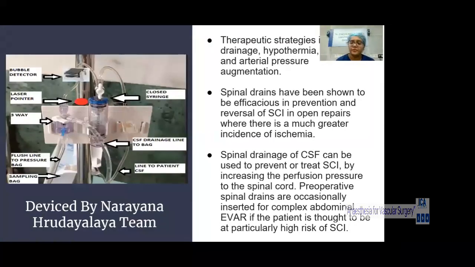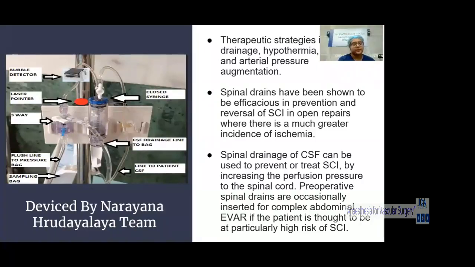Therapeutic strategies for the management of spinal cord ischemia include CSF drainage, hypothermia, and maintenance of arterial blood pressure. Spinal drains have been shown to be efficacious in prevention and reversal of spinal cord ischemia. Spinal drainage of the CSF can be planned preoperatively in patients who are suspected to be at risk of spinal cord ischemia.